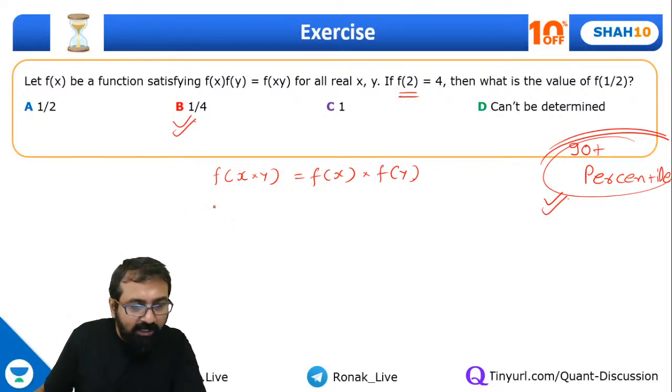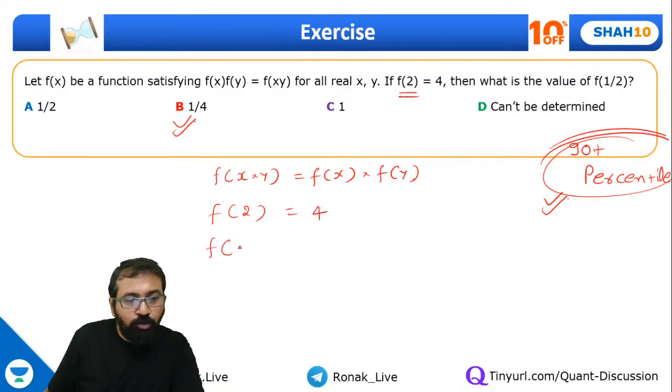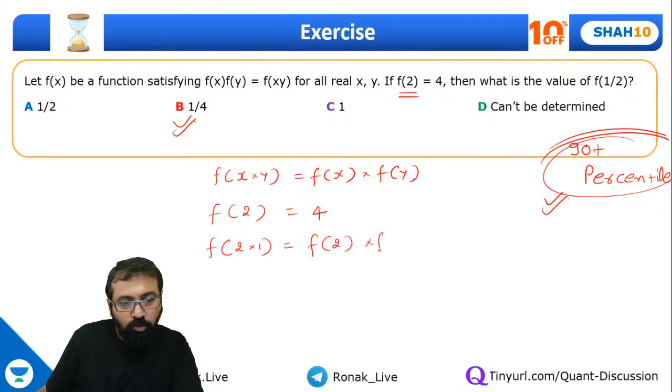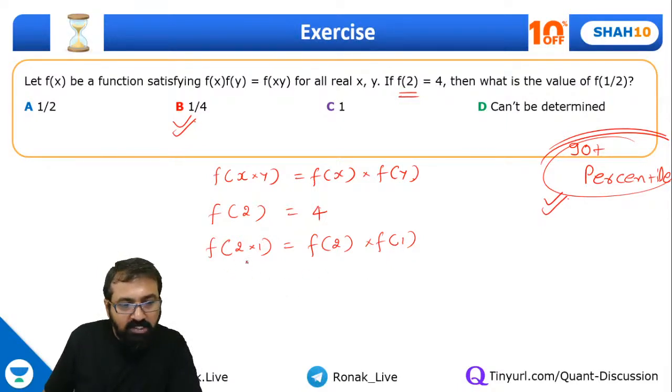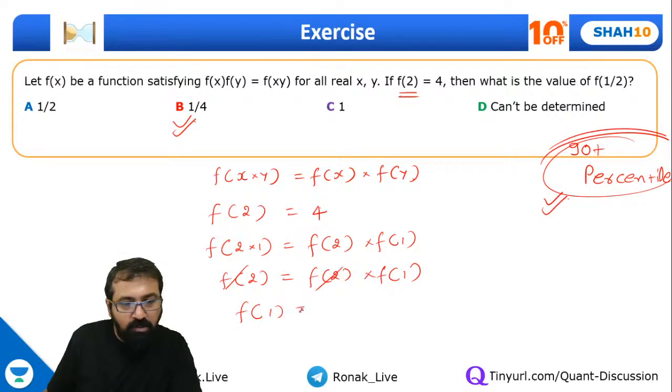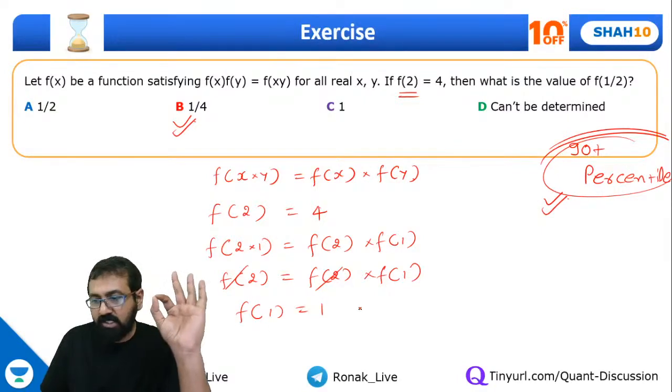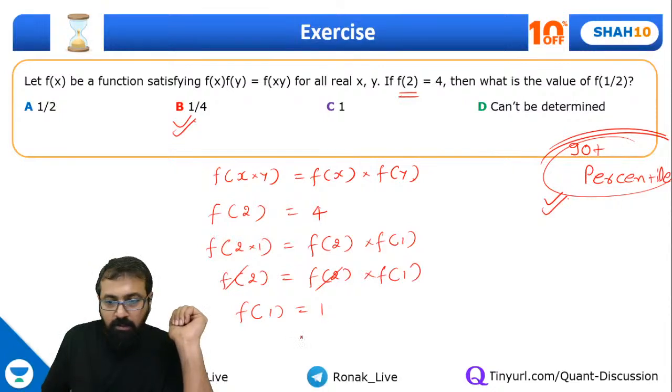Okay, so let me just write over here f of 2 is equal to 4. Can I say f of 2 is nothing but f of 2 into 1, which is equal to f of 2 into f of 1? Yes or no? Right? Okay, so this f of 2 will remain as it is, this f of 2 as it is into f of 1. So of course I'll get f of 1 is equal to 1. This is the first conclusion.